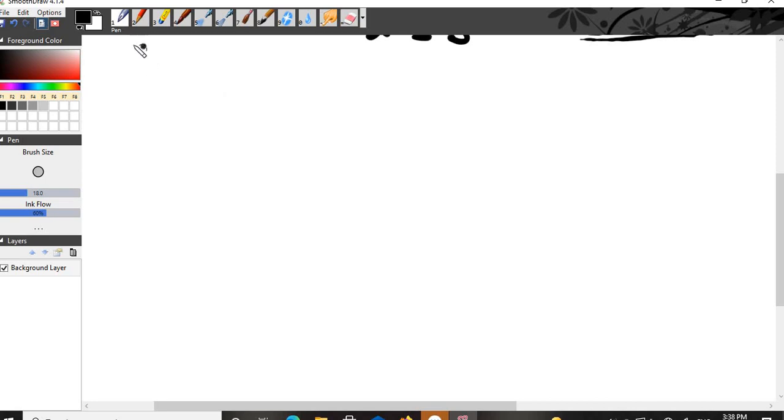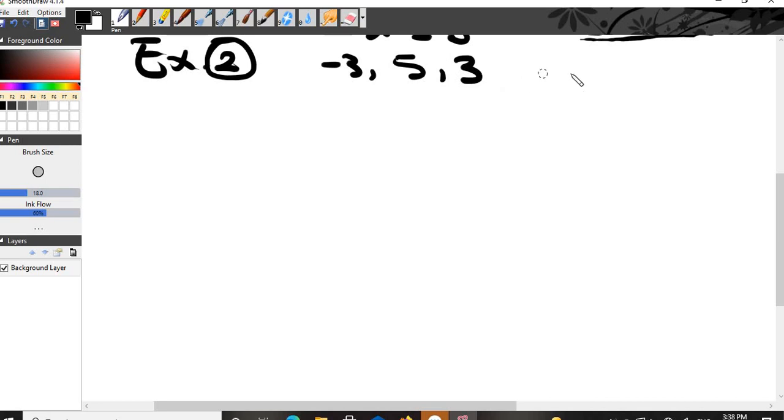Example 2. We are given the zeros minus 3, 5, and 3, and we are asked to find the equation of this function. So we must produce it.